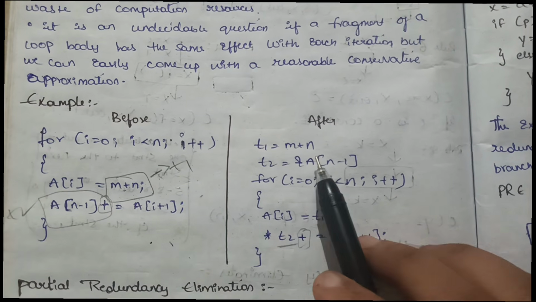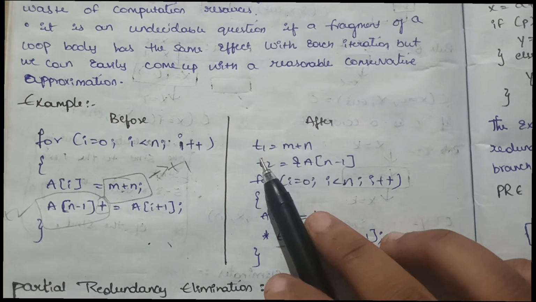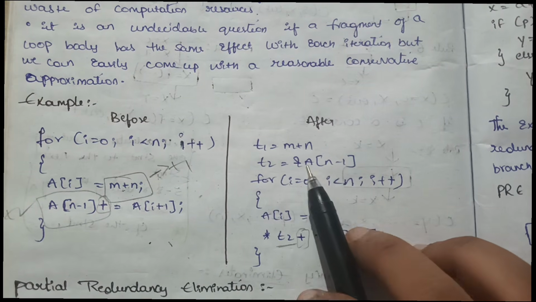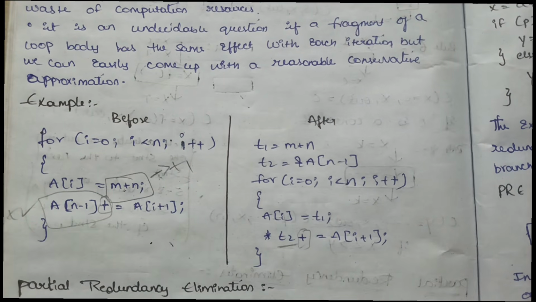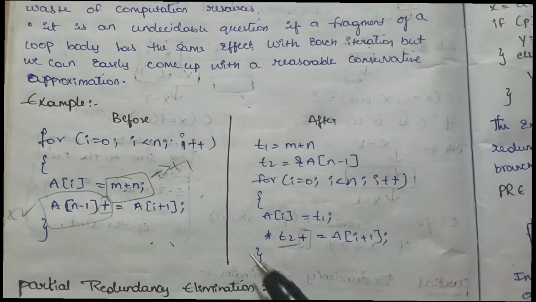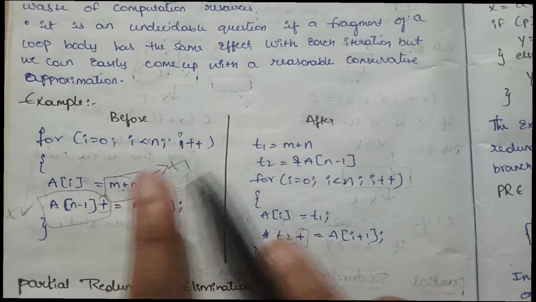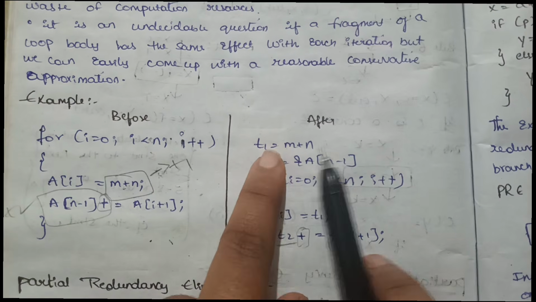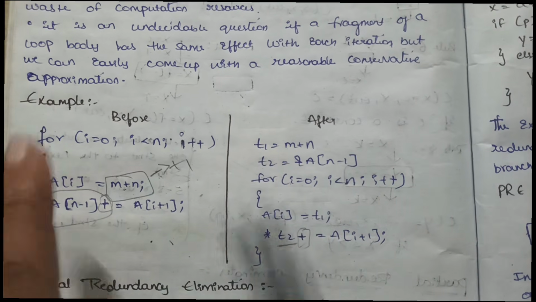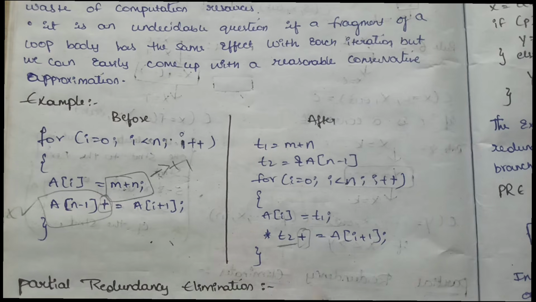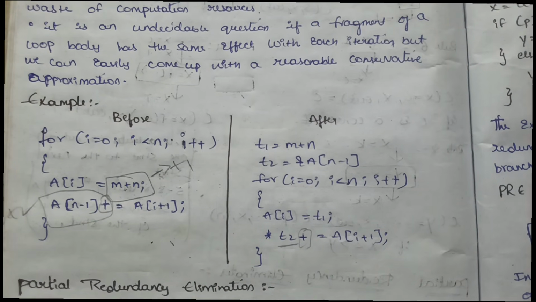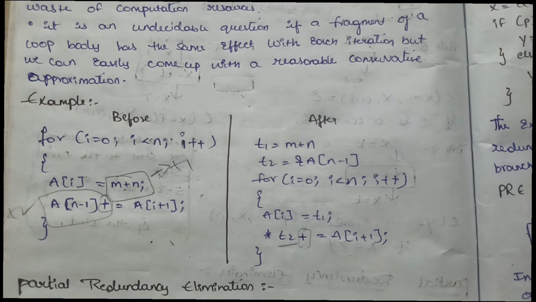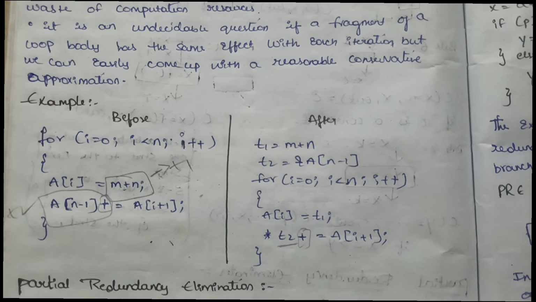Instead of m plus n, I am taking m plus n as t1 and t2 as a of n minus 1. So only once is this type of invariant code, the code that is not varied, computed. If I have changed m plus n to t1, then it is not computed again in this loop. If it is present in the loop, it is going to be computed a number of times, which will affect computation resources. This is about loop invariant code motion.